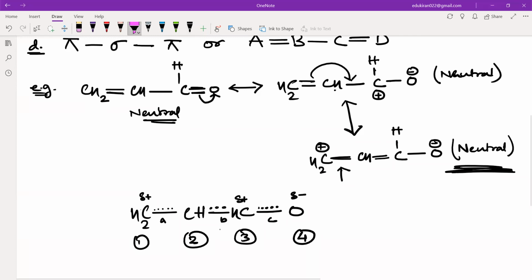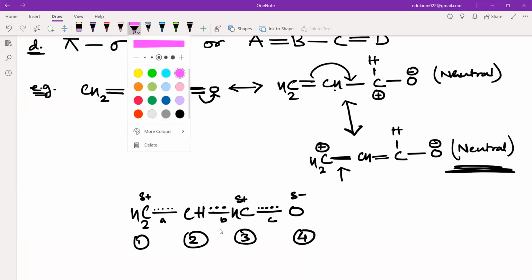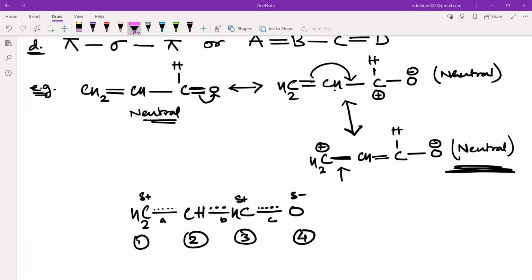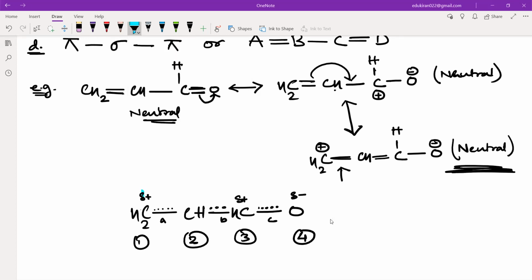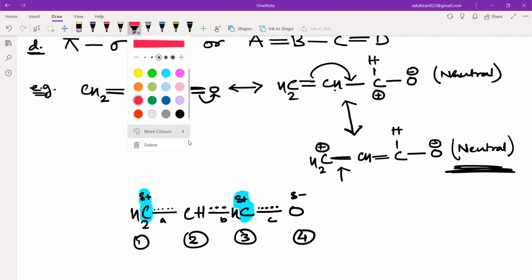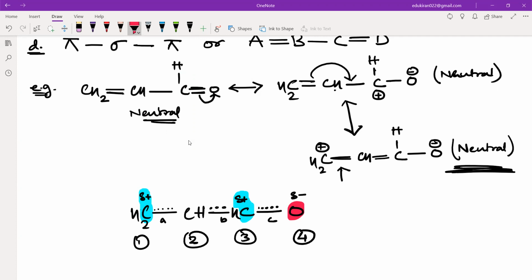Now we can see that when I am writing in blue, these are electrophilic sites, electron-poor sites. And when I am writing in red, what is this? This is an electron-dense site, right? This is a nucleophilic site, or electron-rich site.